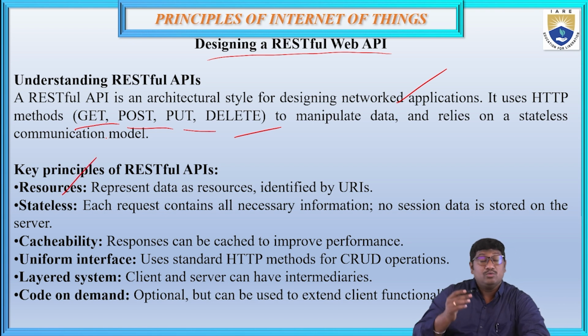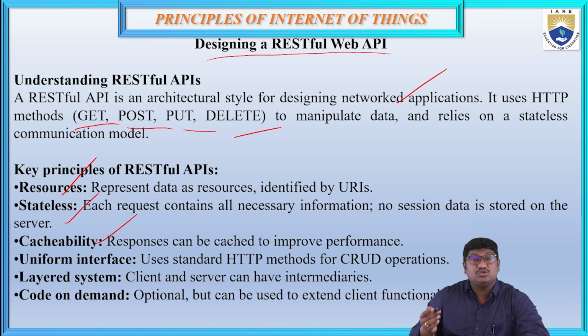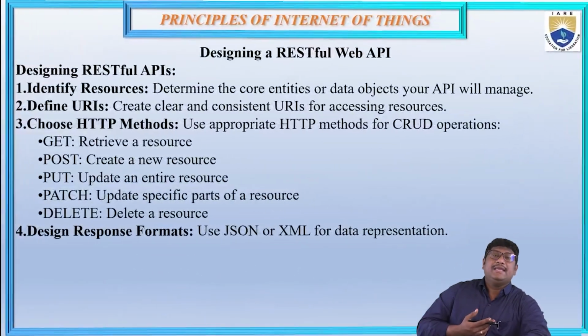Those are resources, which represent the data, identified by URLs. Stateless: each request contains all necessary information, and no session data is stored on the server. Cacheability, where responses can be cached to improve performance. Uniform interface, which uses standard HTTP methods for CRUD operations, such as create, read, update, delete. Layered system, where client and server can have intermediaries. And code on demand, which is optional, but it can be used to extend the client functionality also. These are the key principles which exist in RESTful APIs.